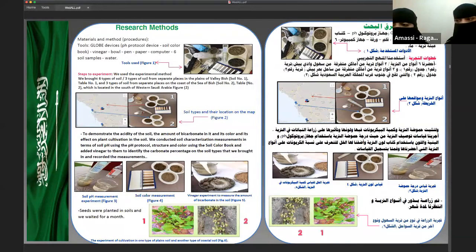Research method. We brought 6 types of soil, different types of plains of Wadi Besh, and 3 different types of soil from the coasts of Besh. We add vinegar to study the degree of carbonates in soil types. We also planted seeds in different types of soil and waited for a month.